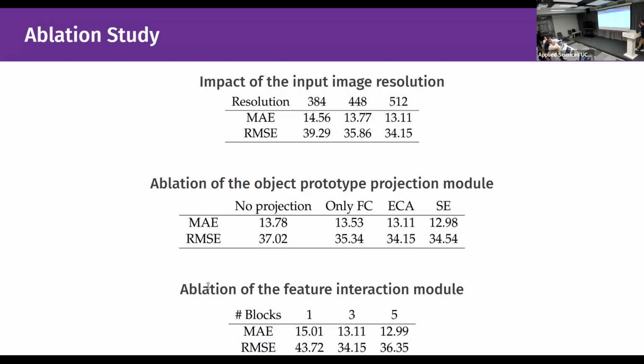And finally, we performed an ablation of the feature interaction module. Specifically, we tested different numbers of blocks of alternating self and cross attention. And we chose three layers as a compromise between accuracy and complexity.